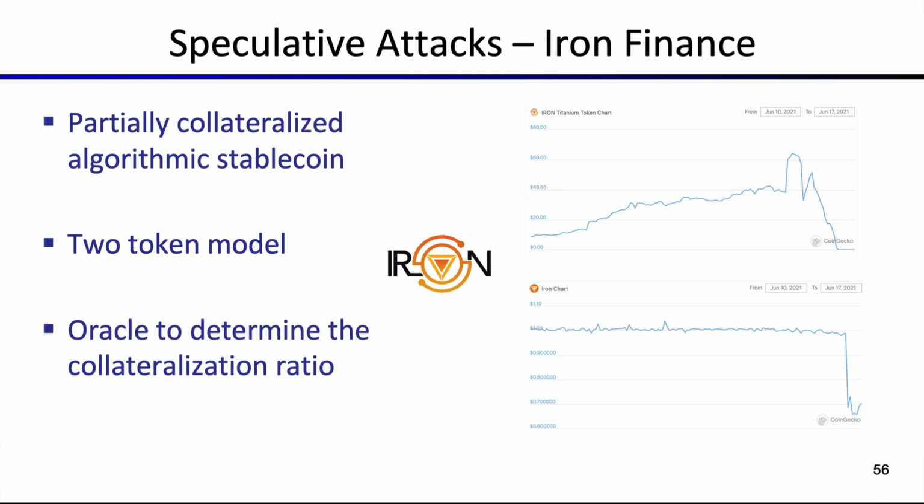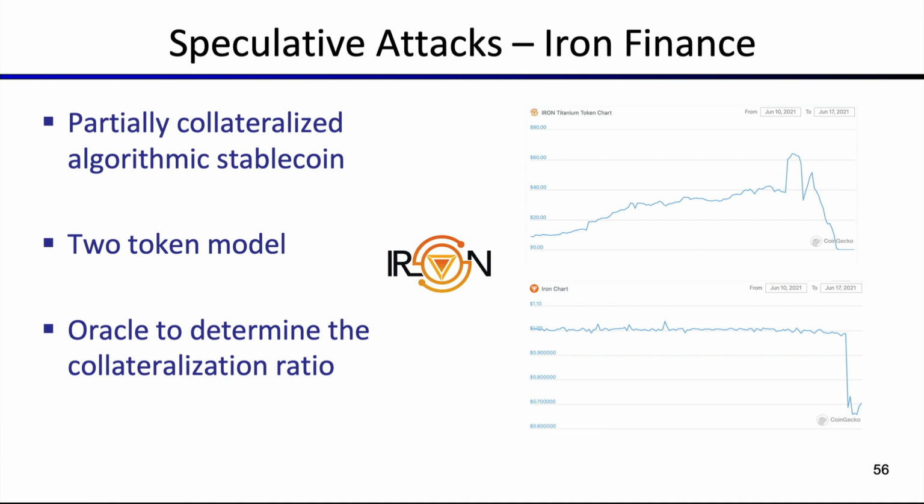What we've also seen are speculative attacks. So it's still to be discussed or maybe investigated further whether this was the case for UST. It may very well be. But for example, here for the Iron Finance protocol, which is a 2-token mechanism, we have Titan, which is a non-stable coin, and we have Iron, which is a stable coin, where USDC is used as a collateral.